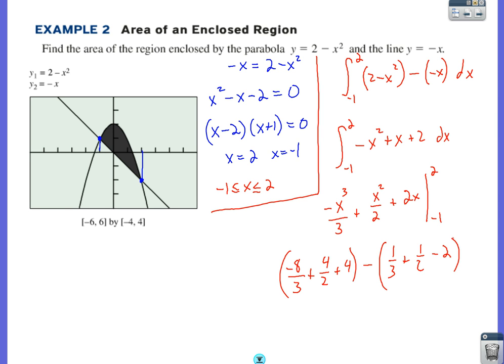All right. So if I simplify things here, this becomes negative 8/3, 4/2 plus 4, that's plus a 6, minus 1/3 minus 1/2 plus 2. Okay. So now common denominator again. If this is a free response question, leave it. Actually, you could have left it right up there. But this is not a free response question. I'm going to go grab my calculator and find out what that's going to be here shortly. And I find out that the answer is 4.5.